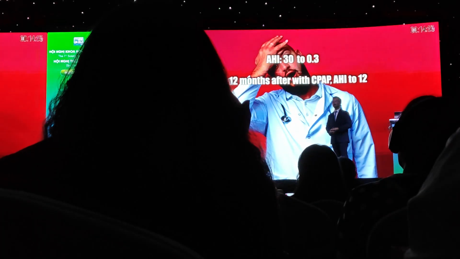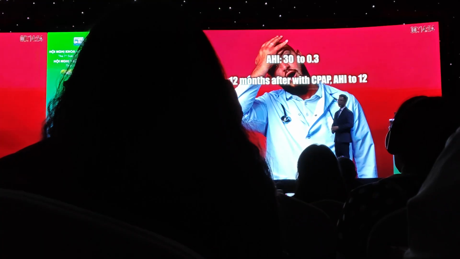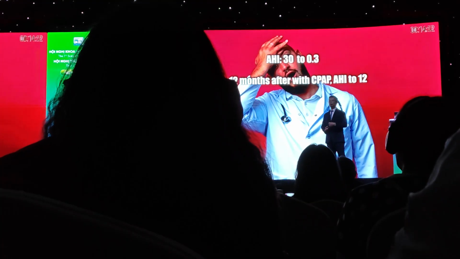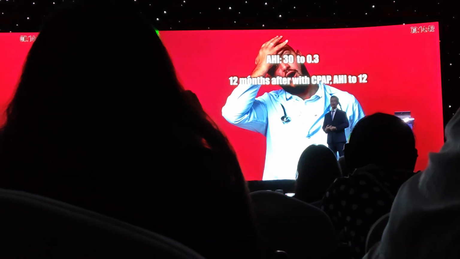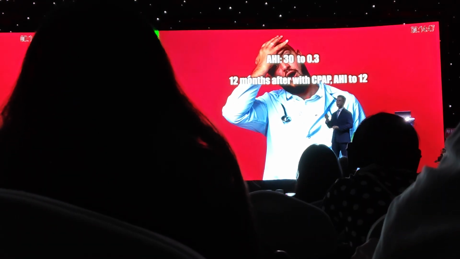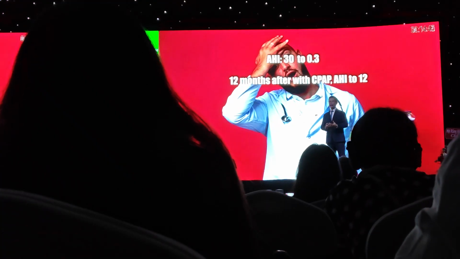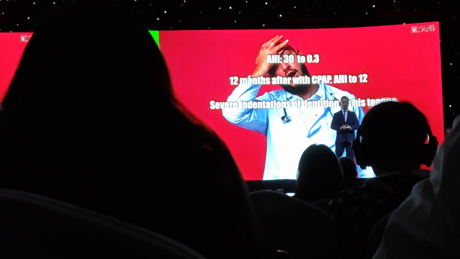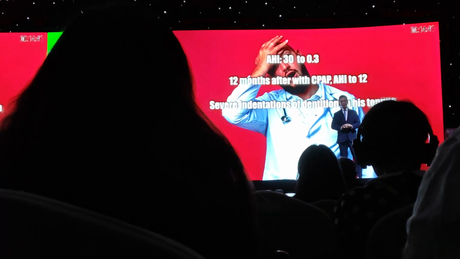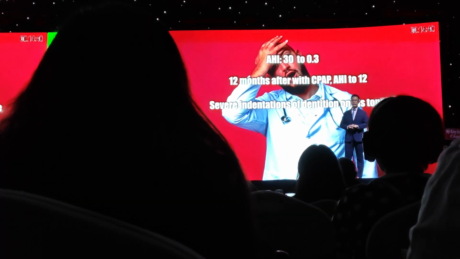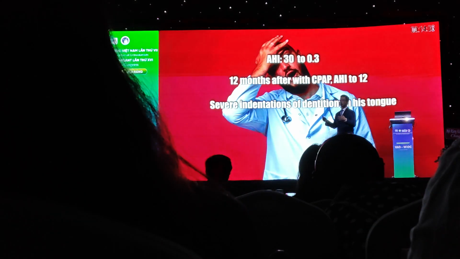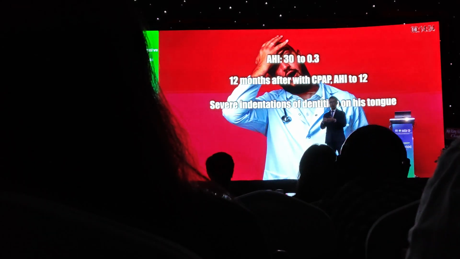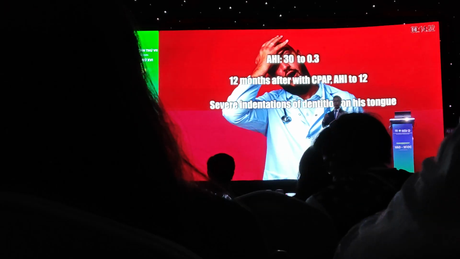So he looks fine, but about 1 year after, he had to use the CPAP again, and all of a sudden, his AHI number increased up to 12. And now he feels some symptoms. When we look at his tongue, we see severe indentation of the dentition on his tongue, which means his lower arch is maybe just too small, or his tongue is too wide.